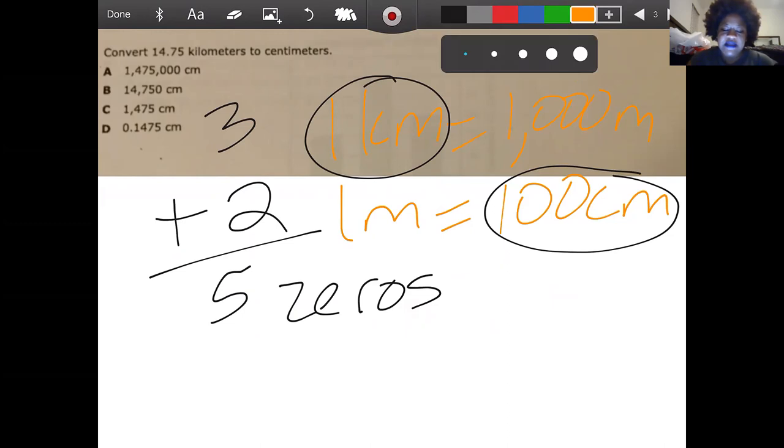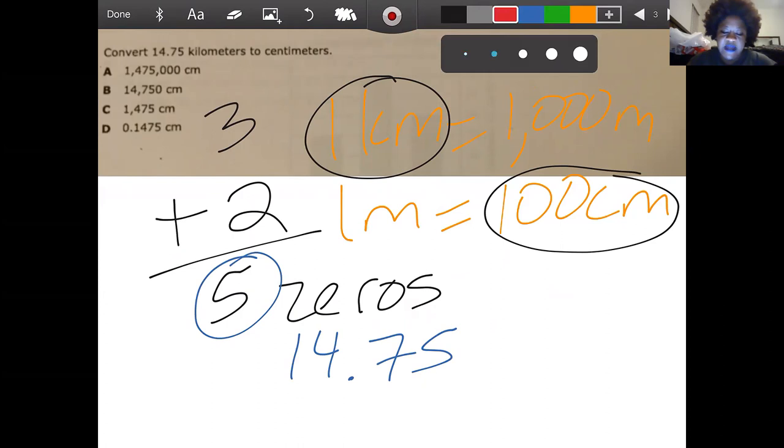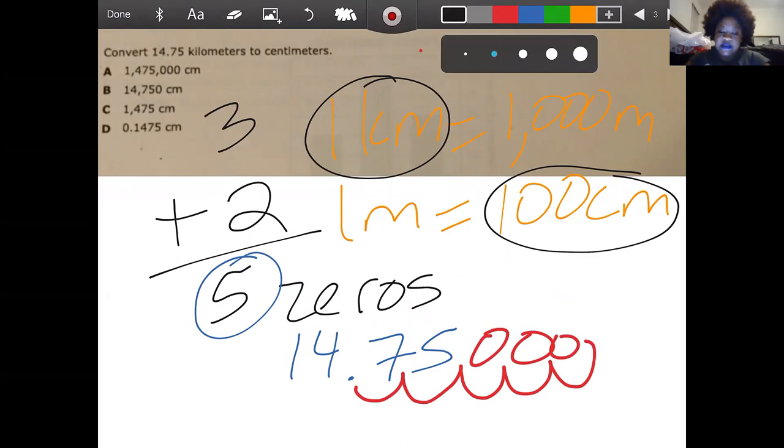So what that means is for your number, 14.75, you have to move your decimal 5 places to the right because there are 5 zeros. 1, 2, 3, 4, 5. And you put zeros in those spaces with no numbers. And then your answer choice is 1,475,000, which is A.